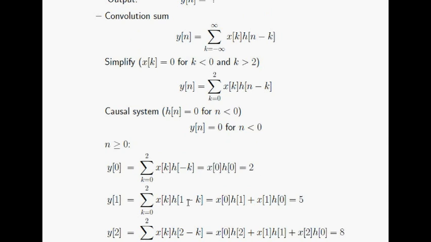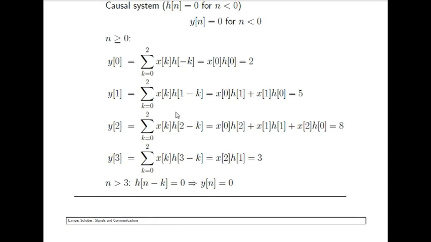Now let's see y[1]. So here I have put n equal to 1, and it will become h[1 minus k]. So when I put k equal to 0, it will become x[0] and h[1], and when I put k equal to 1, it will become x[1] and h[0], and if I put k equal to 2, then this term h[1 minus k] will become h[minus 1], which will not exist. So when I calculate x[0] into h[1] plus x[1] into h[0], it is equal to 5.